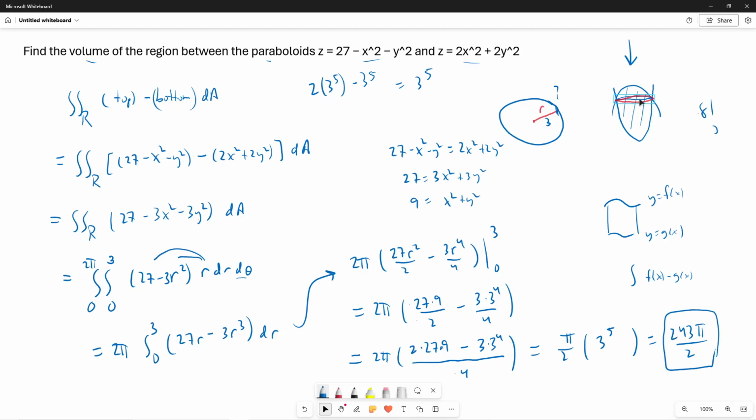Again, the two paraboloids intersected in a circle, and that circle had a radius of 3. And so in polar coordinates, the theta is going to go from 0 to 2 pi, and the r is going to go from 0 to 3. And you can see the equations of the paraboloids make it clear that we're interested in polar coordinates, because the first one is z equals 27 minus r squared, and the second one is z equals 2r squared. So polar coordinates were very convenient.